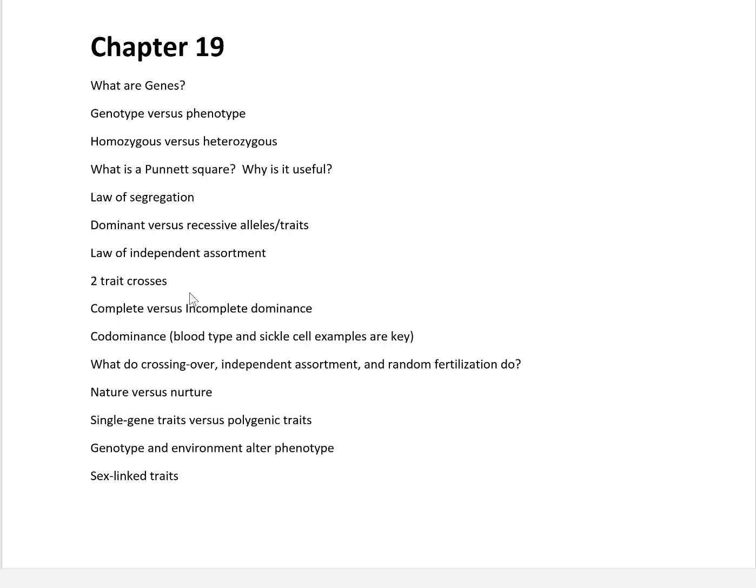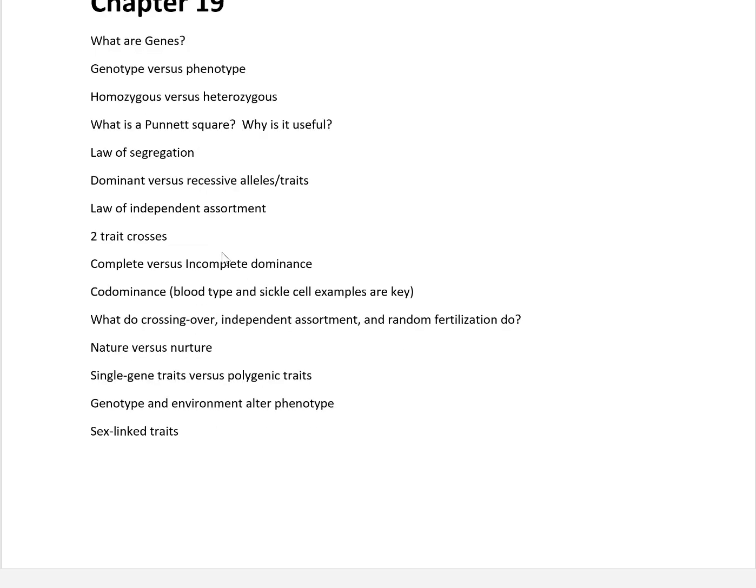For the two trait crosses, you can look in the book and at the videos that I put together for you. But if you're going to look at more than one trait at a time, you can't just do a basic Punnett square. You have to do these more complex ones. You can look at two traits. Now you can make these as huge as you want, but they get more and more complicated.